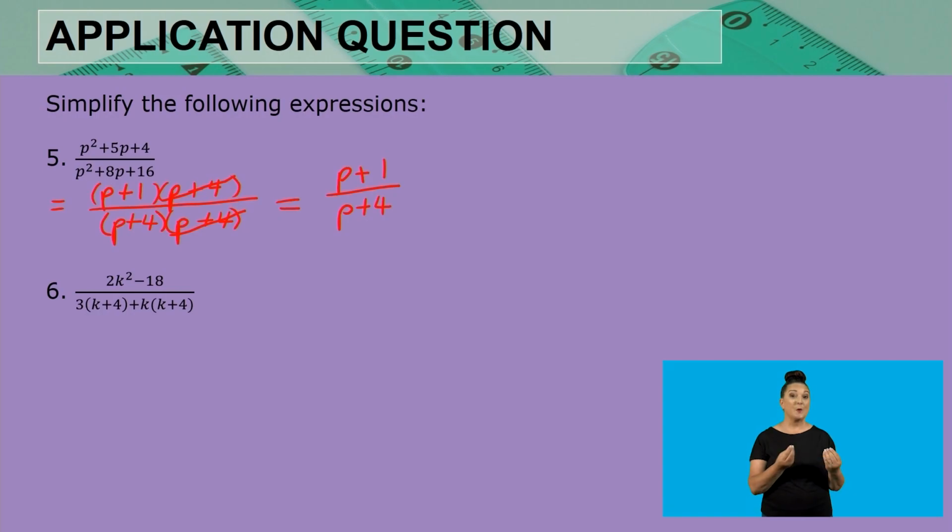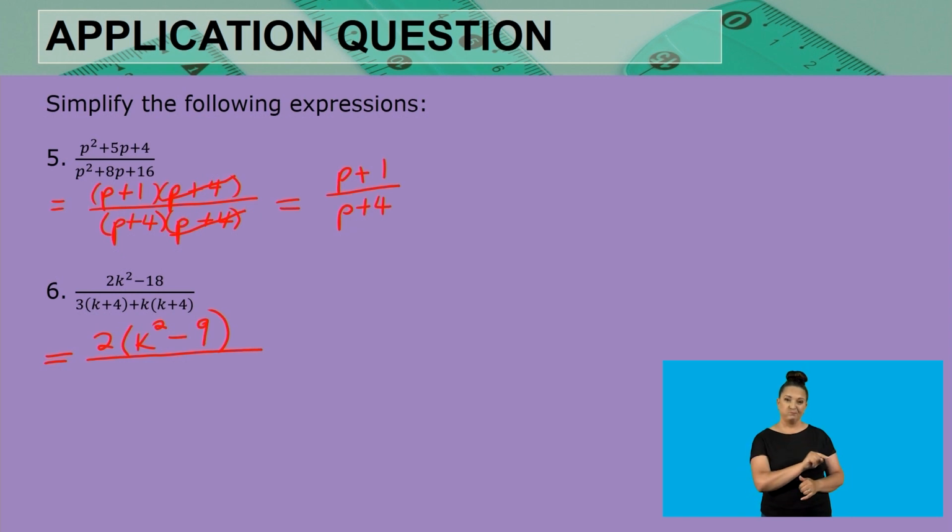Let's look at number 6 there. So we have there 2k squared minus 18, and immediately we can see that there is a common factor. Then we are dividing this by 3(k plus 4) plus k(k plus 4). So let's look at the common factor there with the numerators. What is that common factor? Yes, the common factor is the 2. What am I left with? I'm left with k squared minus 9, and we close that bracket.